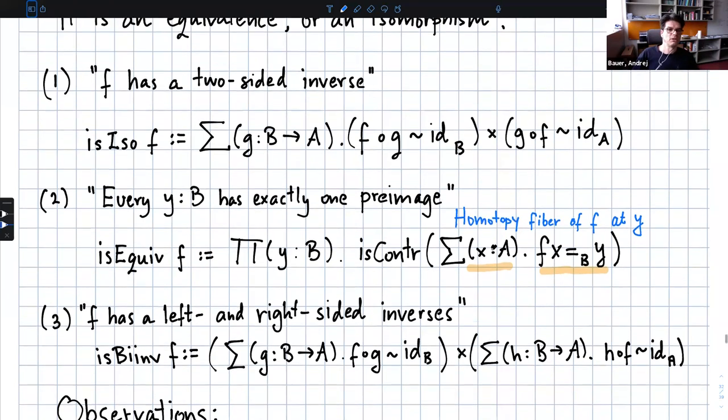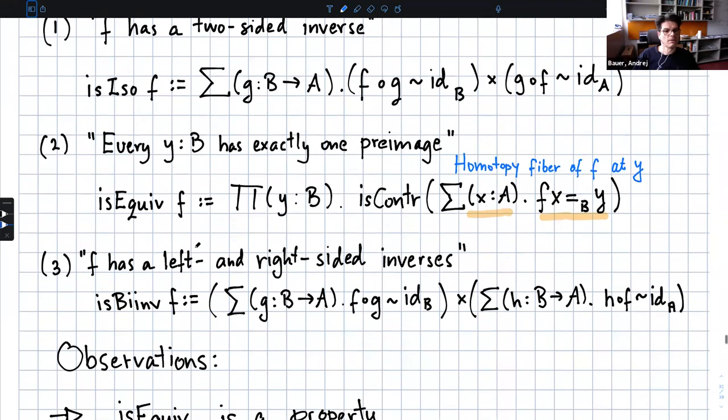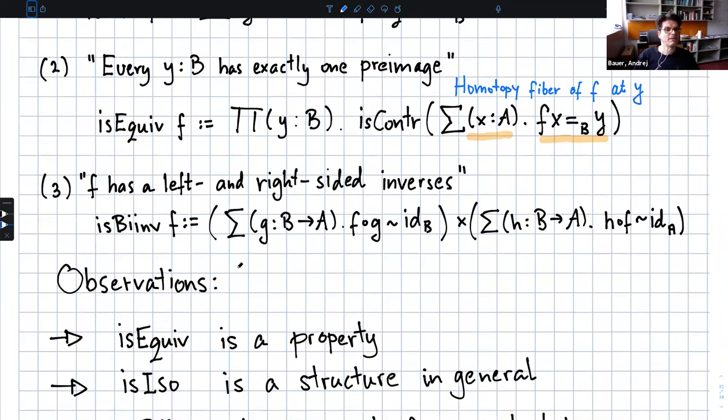Here's a third one, which is a bit odd because it seems unnecessary, is to say that F has an inverse, but you allow it to have different inverses. The left and the right inverse need not be the same, which seems silly, right? Because if you have these two inverses, you will also be able to show that they're equal. What happens is, in this case, that higher structure starts to matter. So here are some observations. First of all, the second one is a property, but the first one is in general a structure.